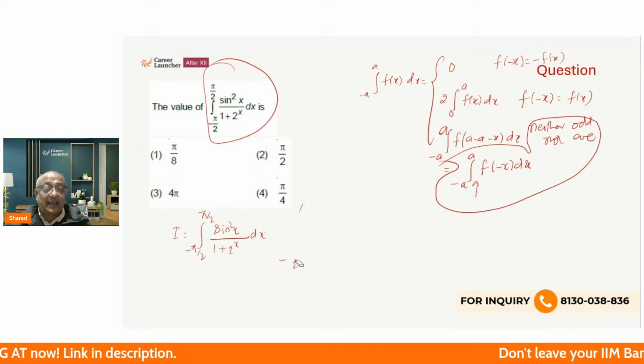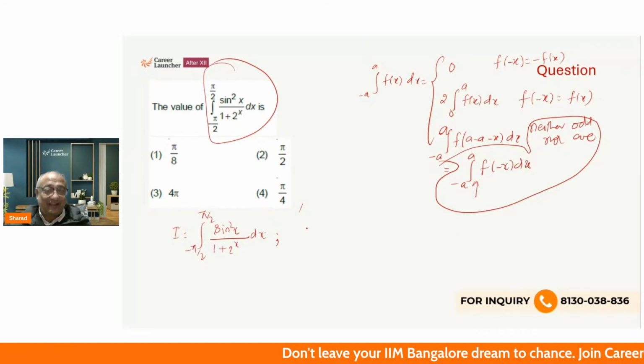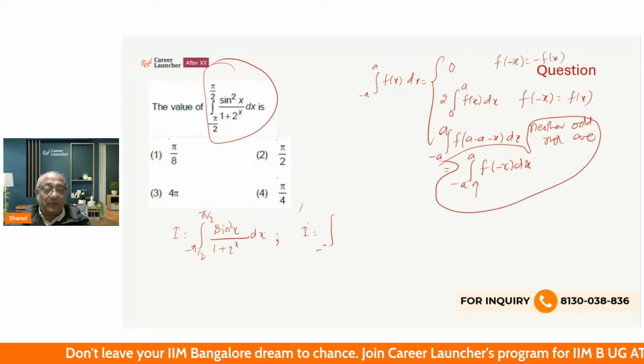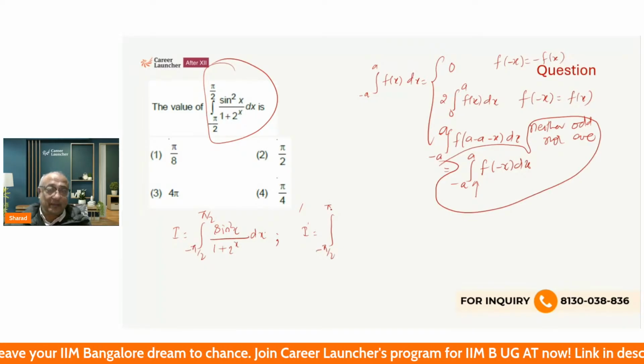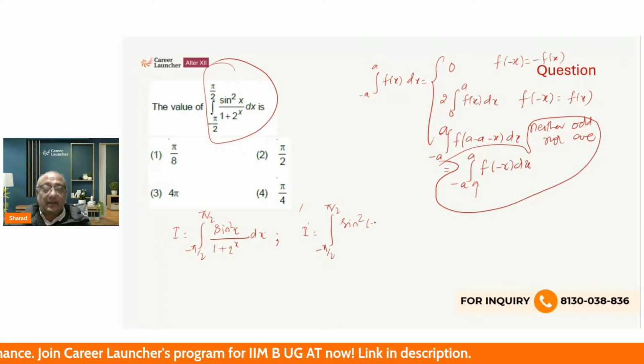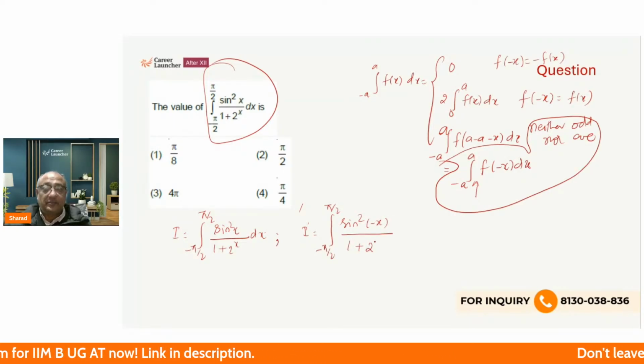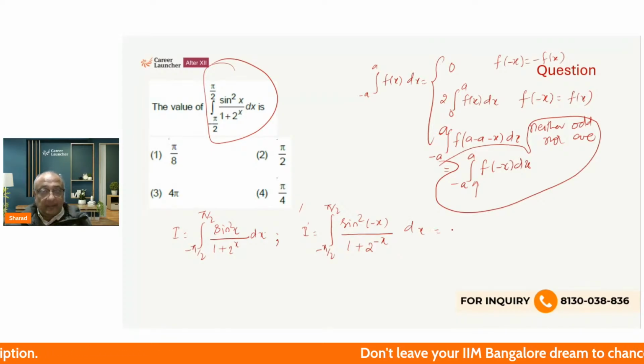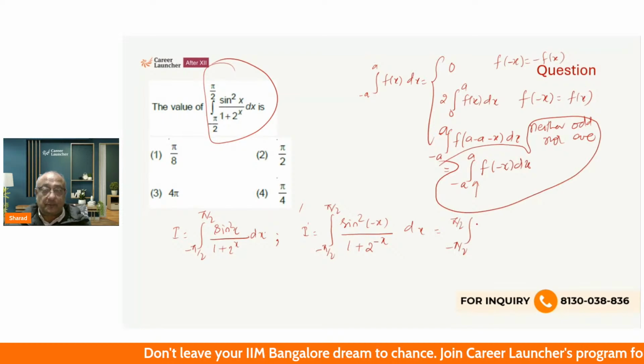Similarly, I'll do here: the integral from minus pi by 2 to pi by 2 of sine square minus x over 1 plus 2 raised to the power minus x. Now see the magic. This is equal to the integral from minus pi by 2 to pi by 2.